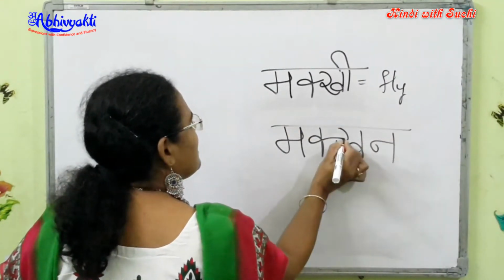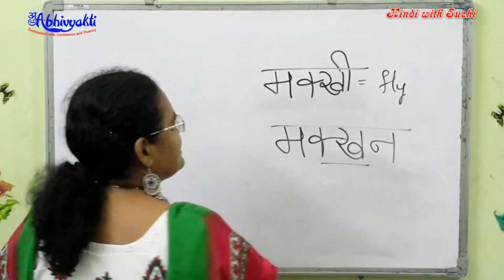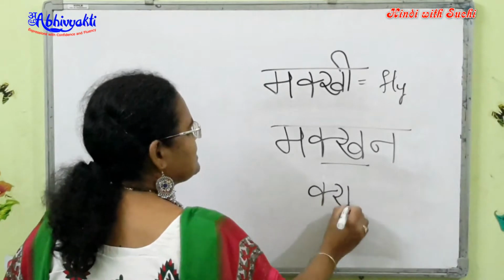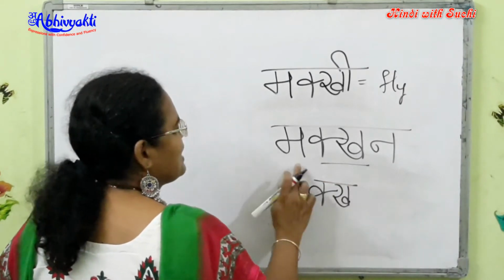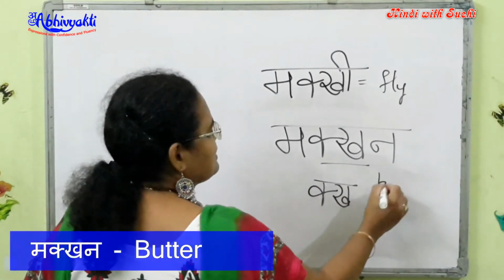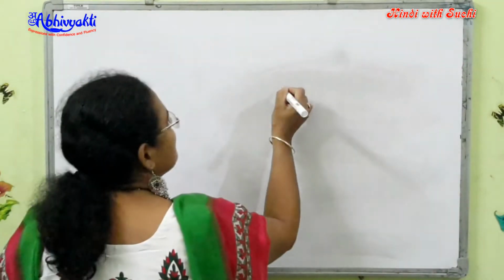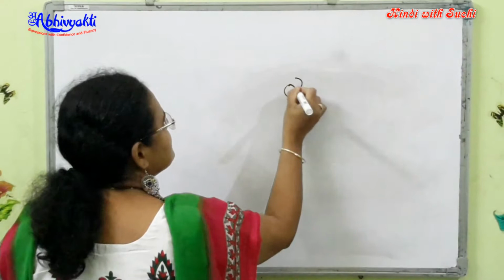Let's have the same compound and use another word makhan. Ka and kha is used again. Makhan is butter. Now let's have some different combinations.